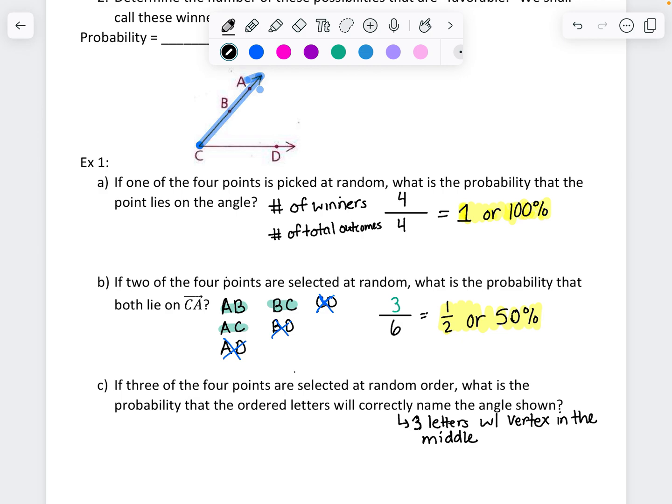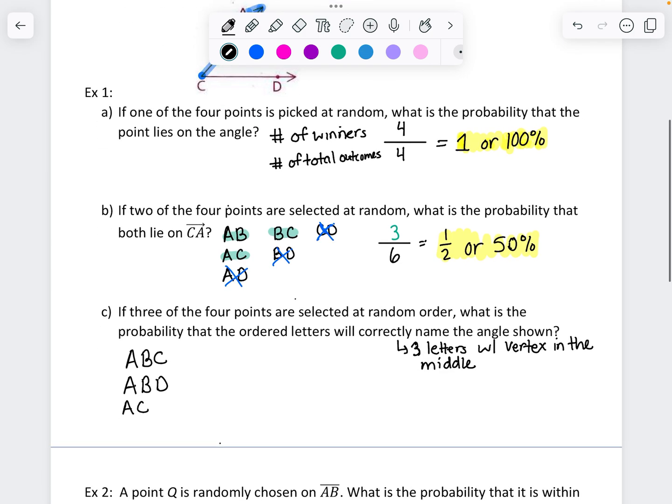Okay, now this is going to be the most repetitive part. If they were selecting 3 out of 4 points at random, I have to list all combinations of 3 points that are possible. So here, I'm going to start with everything starting with A. So I have A, B, C. A, B, D. A, C, D. A, C, B. ADB.